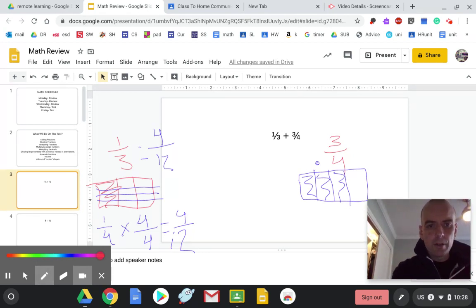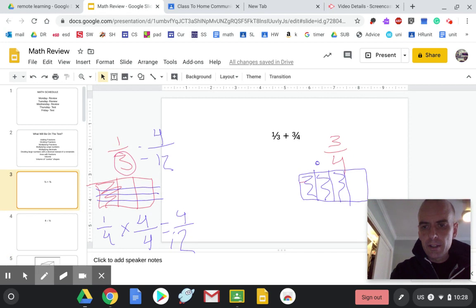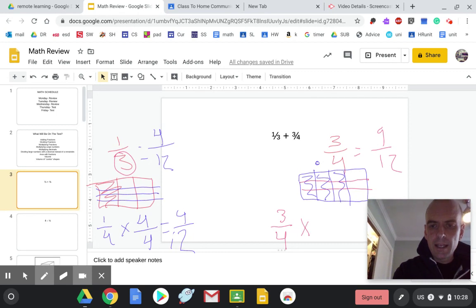And I am going to split it into thirds. Okay, so I get 3, 6, 9, 12 is the denominator. Then that's exactly 3/4, and I split it 3 times.